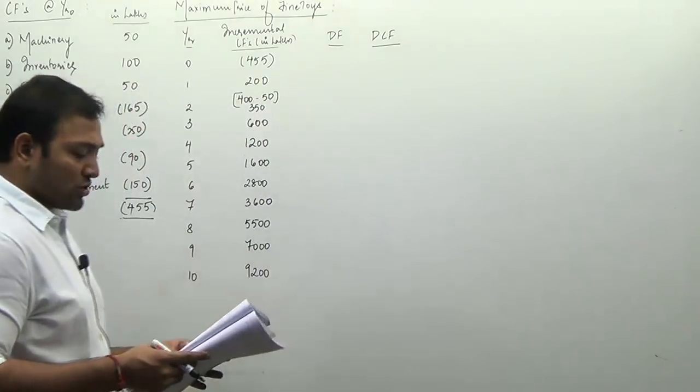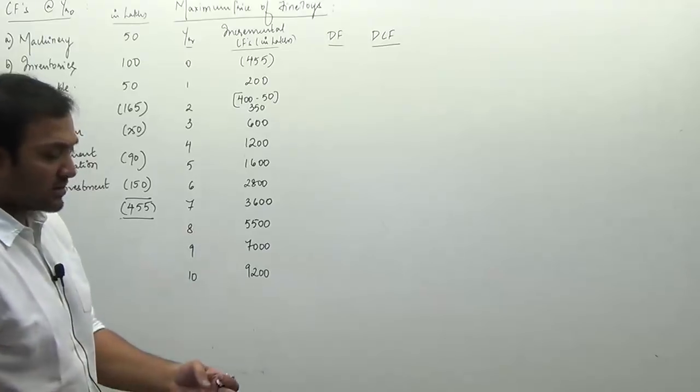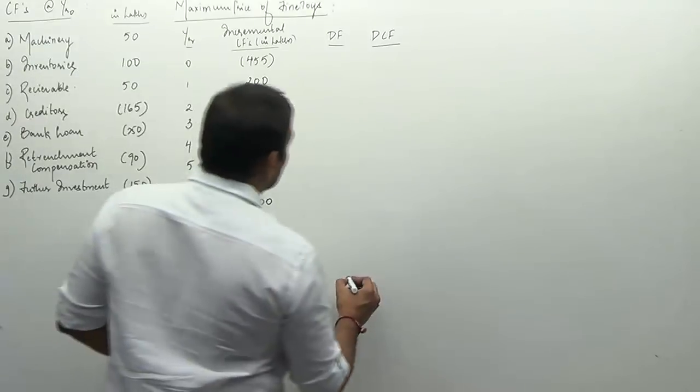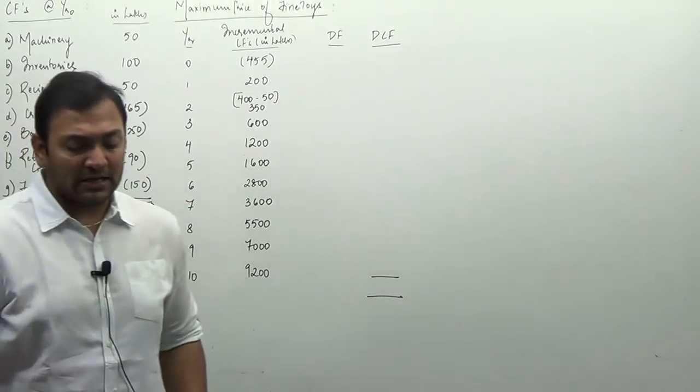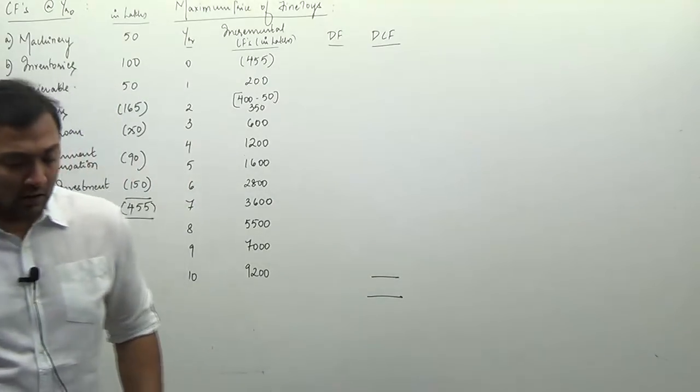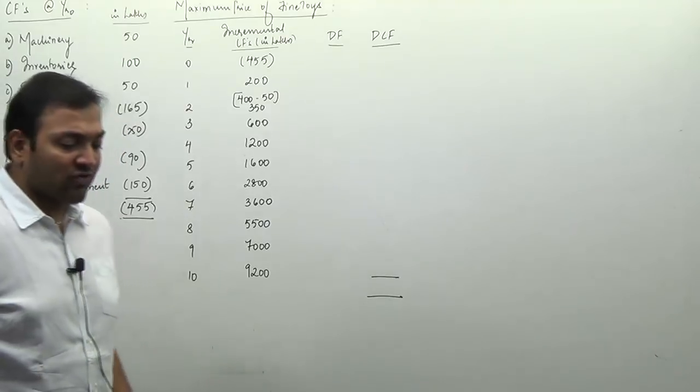I'm adding two zeros throughout, converting everything into lakhs. Multiply with the discount factors which we already have, get the discounted cash flow. That will be the maximum price that they can offer for this company, that is Fine Toys Limited.